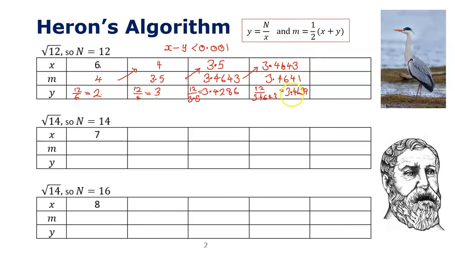Okay, what is the difference between those two? 3.4643 minus 3.4639 is 0.0004. Is that less than 0.001? And the answer clearly is yes.